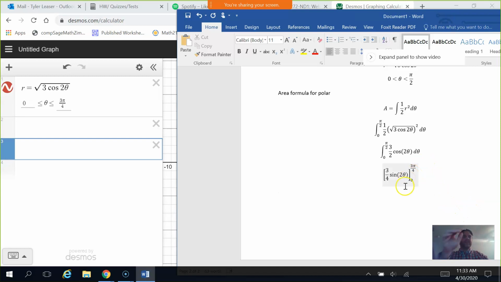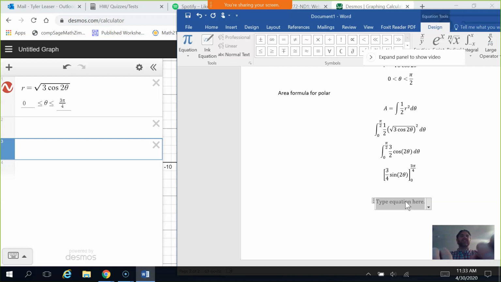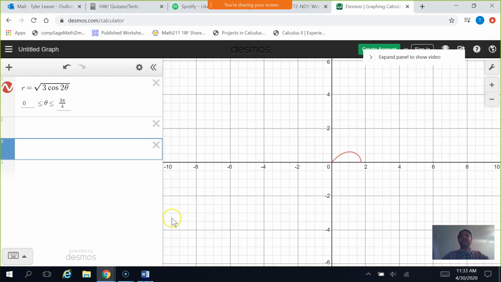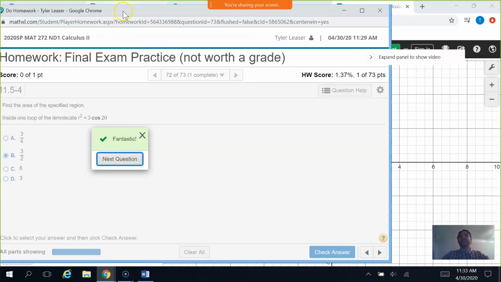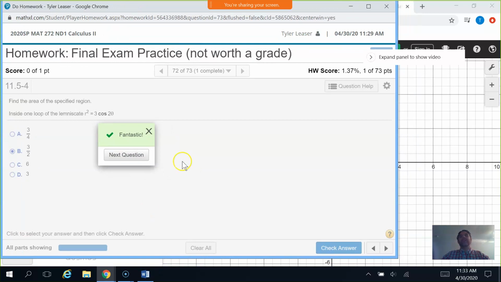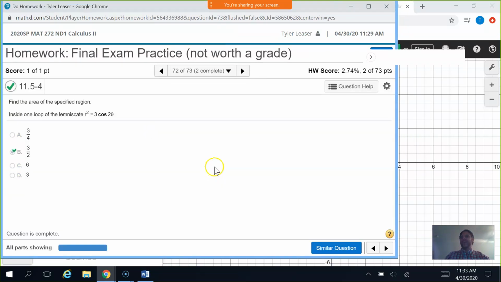If I plug 3 pi over 4 into that, that's 3 pi over 2. It still gives me a negative, which sucks, but it does. But that's the area of half of a loop, and then you can double it to find the area of a full loop. All right, anyway, there we go. I do want to also say that your calculator can do integrals as well with these. So when you go to that integral function, you just plug in the limits of the theta, and it should kind of map it out for you.